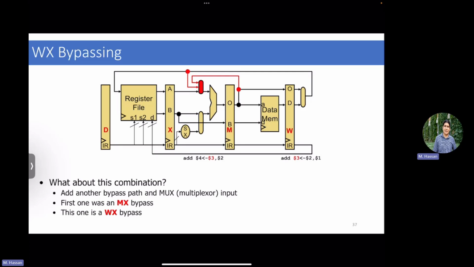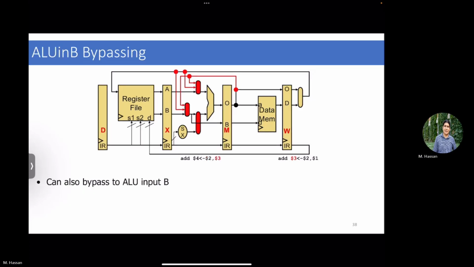So the store in fact uses two different inputs at two different times. It uses the address register to compute at the execution stage. But it uses the data register, the one that is going to write to the memory, only at the memory stage, right? So in that case, I need to add also another bypass logic here that is simply coming from the memory to the input of the memory.